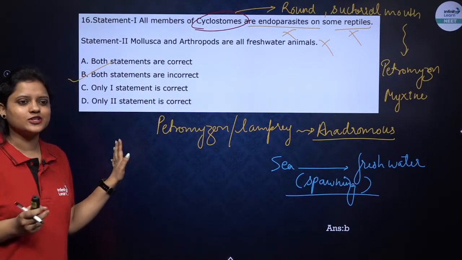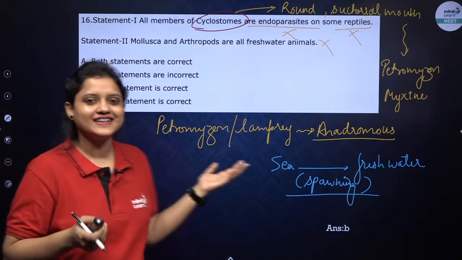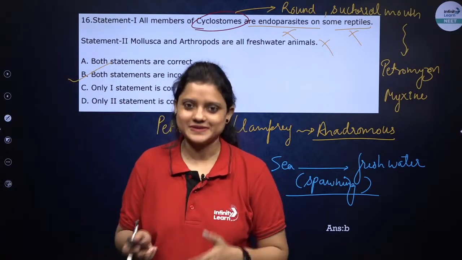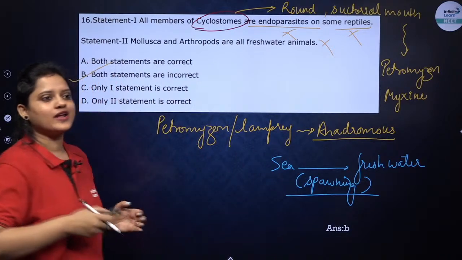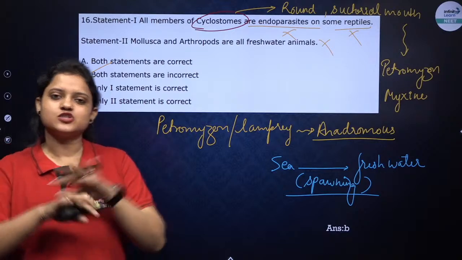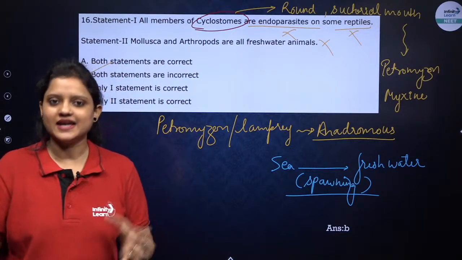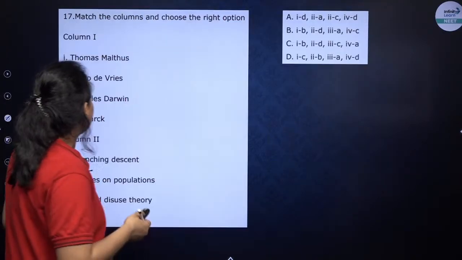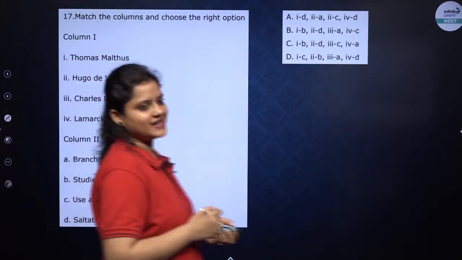Okay, frog is Arthropoda? No Rishi, frog is an amphibian, right? Arthropoda include organisms that have chitinous exoskeleton which has jointed legs, right? So let's move on to our next question.